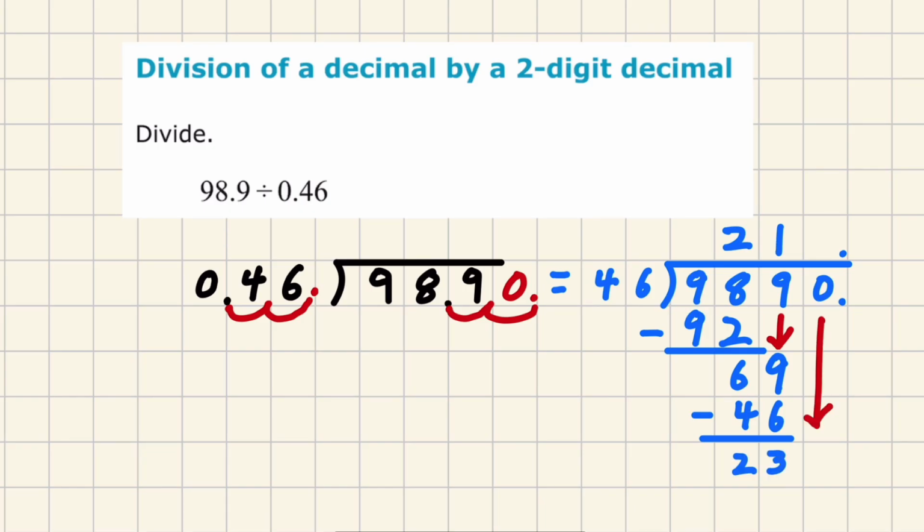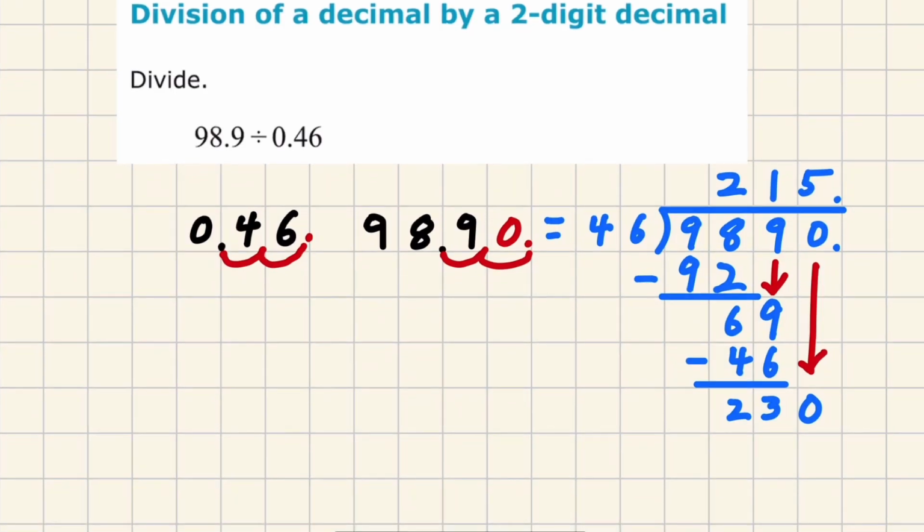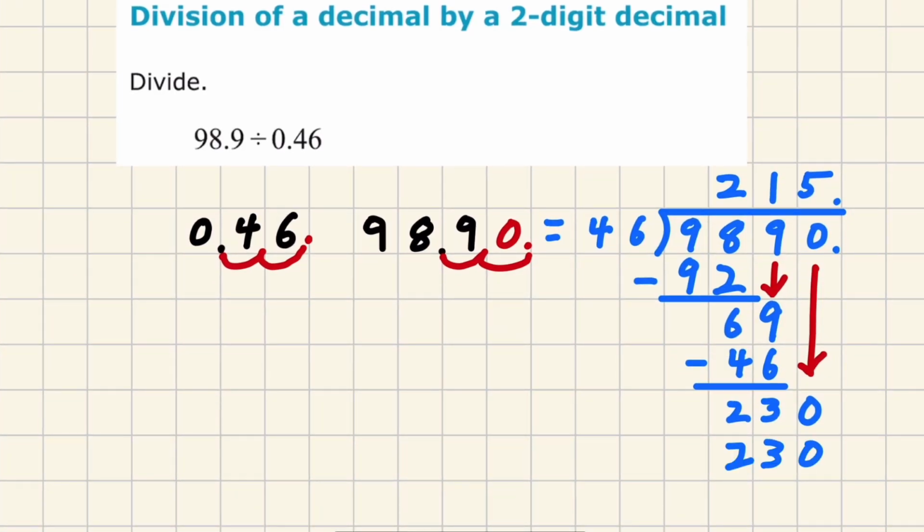Bringing down the next digit, 230. 46 goes into 230 5 times. 5 times 46 is exactly 230. Subtracting gives us 0. So our solution is exactly 215.